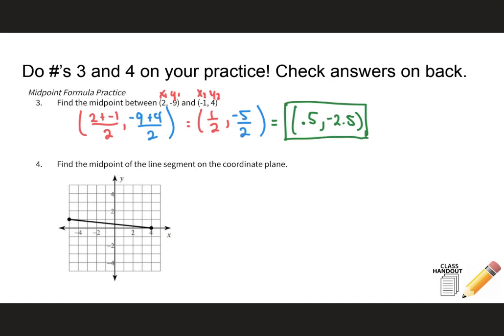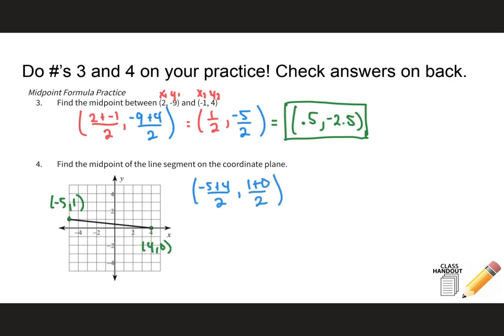All right, let's look at example number 4. Find the midpoint of the line segment. So again, we're not given coordinates, but we can write out those coordinates. So the coordinate of the point on the left is going to be -5, 1. And the point on the right is going to be 4, 0. And then from there, we can find the midpoint. So we're going to add the x values. So it's going to be negative 5 plus 4 divided by 2. And then we're going to add the y values, 1 plus 0 divided by 2.